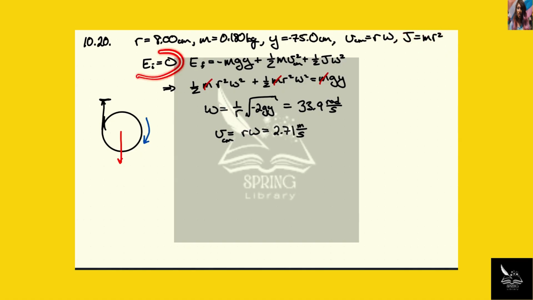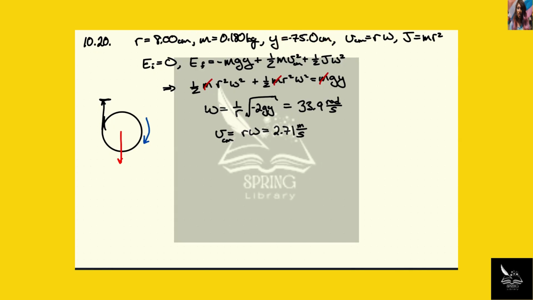So the initial energy I'm going to set to 0. I'm going to say this is the reference gravitational potential when this starts. So the initial energy is 0. The final energy is minus mgy, or what did I do here? Yeah, because I used the minus sign in here.